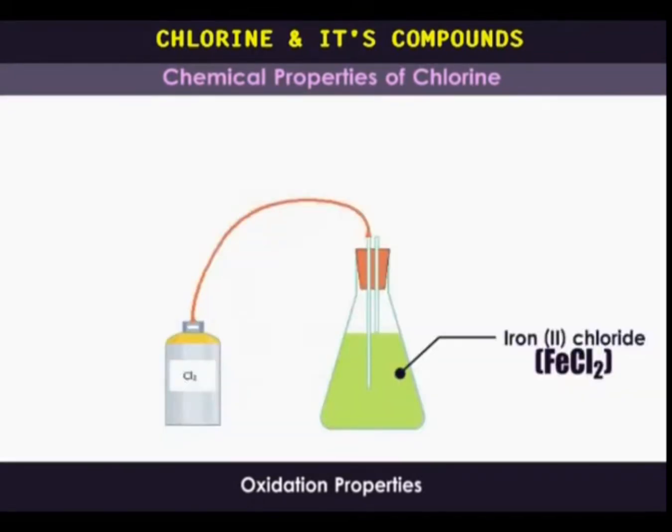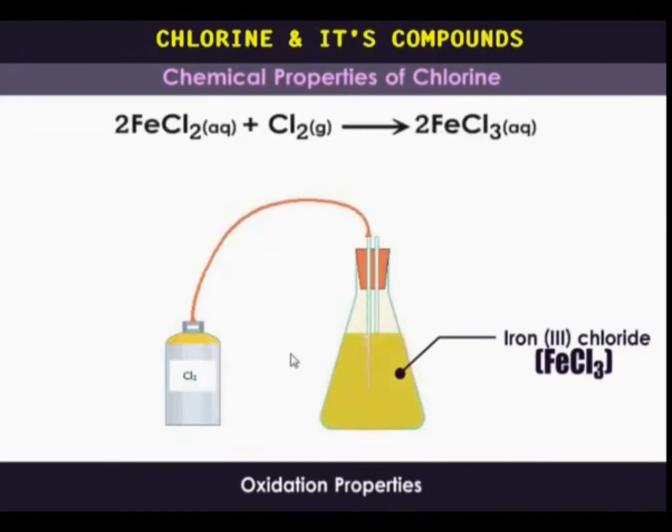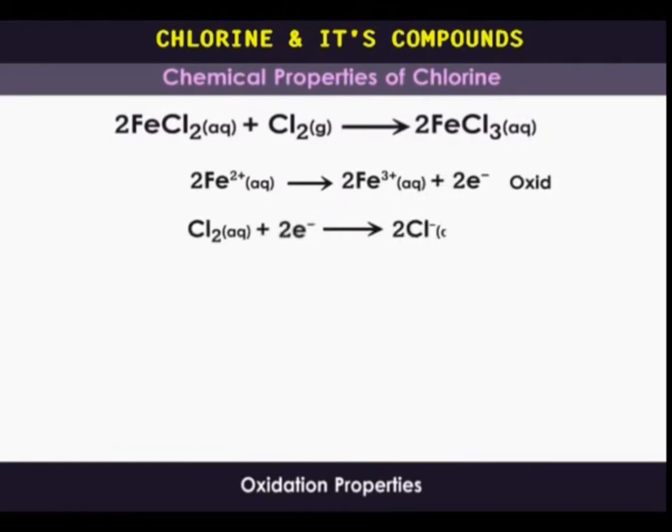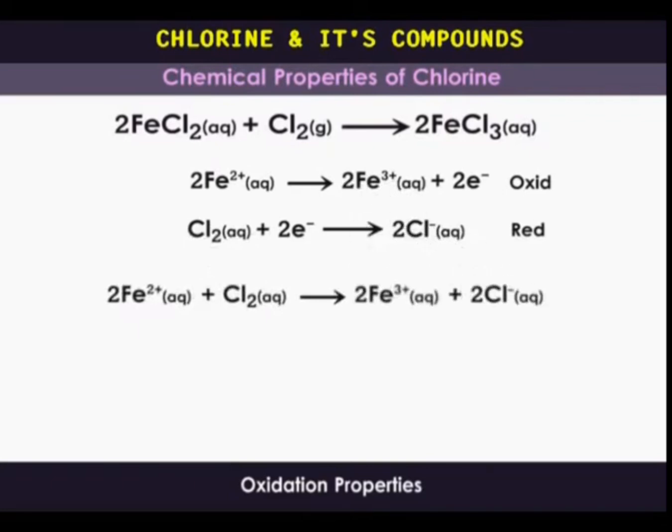When chlorine gas is bubbled into a solution of iron(II) chloride, the color of the solution changes from pale green to yellow. This is due to the formation of iron(III) chloride. In this reaction, iron(II) ion is oxidized to iron(III) ion by loss of an electron. The electrons are accepted by a chlorine molecule, which becomes reduced to 2 chloride ions. The net ionic equation is as follows. By accepting electrons, chlorine is acting as an oxidizing agent.